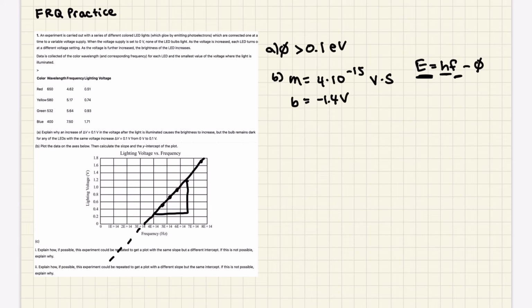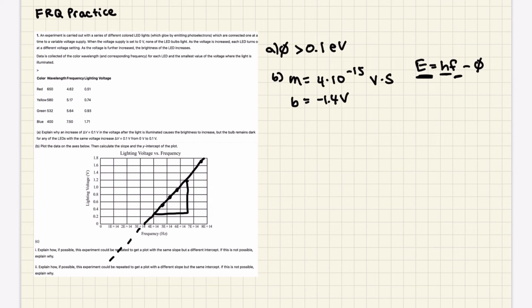And so the y-intercept is going to be the work function because when the frequency is 0, the entire energy is just going to be the work function. It's not going to be at that point because you're not going to have an energy. You cannot have negative energy. But if you extend it backwards, you're going to get the work function as being the y-intercept.